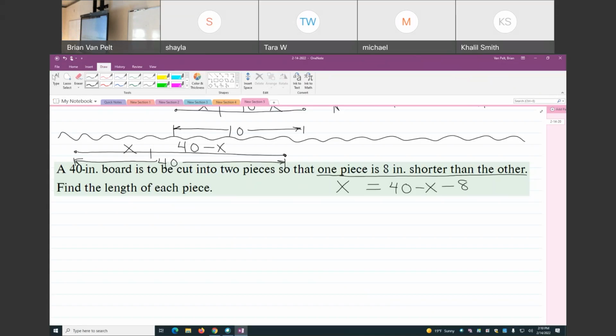Notice that this equation only has one letter, doesn't it? Now, what would you do to simplify, or what would you do to solve this? I wouldn't do that yet. Combine these. Now, what would you do? Add X to both sides? So 2X is equal to 32. I'm ready to finish it off. Divide by 2.